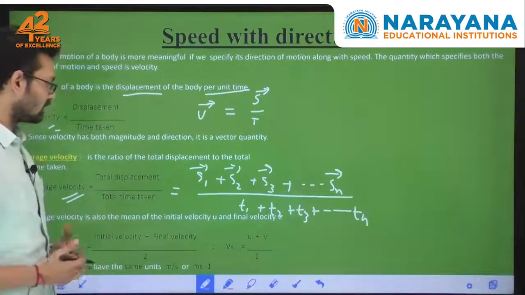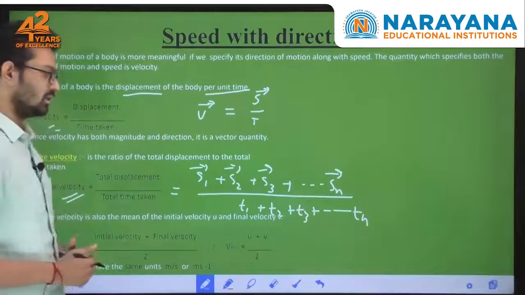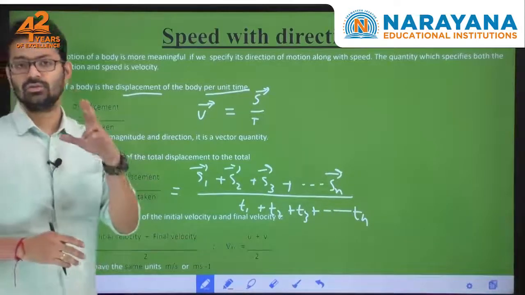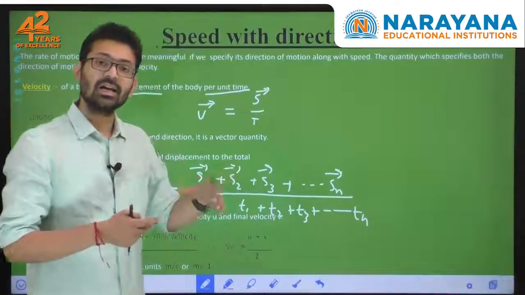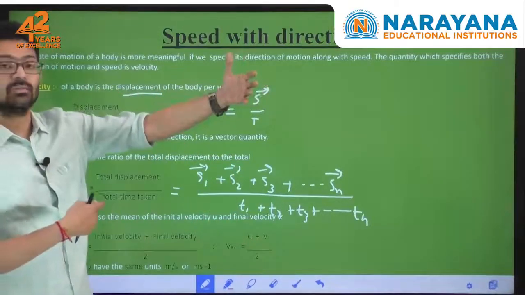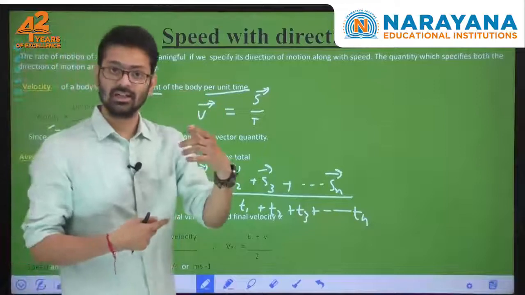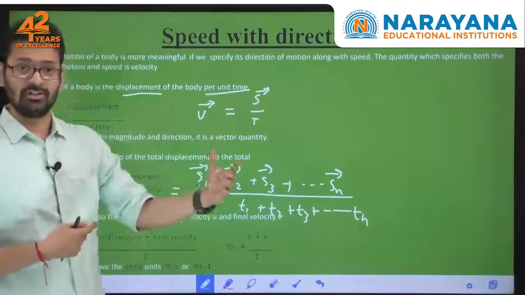You also have another way of representing average velocity, where you have two velocities. One is the initial velocity, with which you started, and at some time, if I ask you what is your velocity, at that time your velocity is said to be your final velocity.